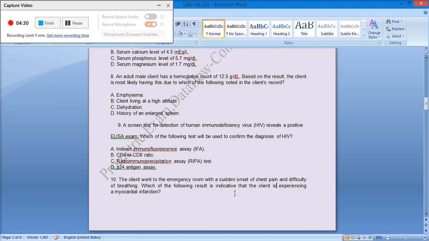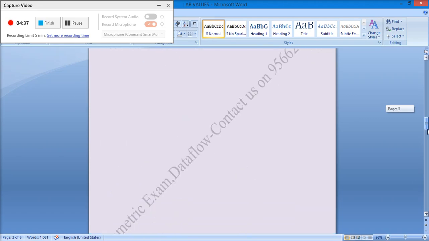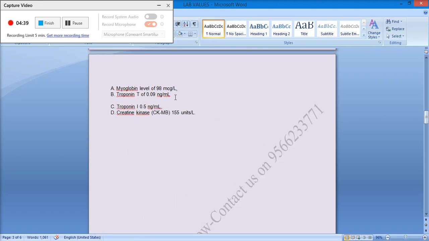The client went to the emergency room with a sudden onset of chest pain and difficulty of breathing. Which of the following results is indicative that the client is experiencing myocardial infarction? A. Myoglobin level of 98. B. Troponin T of 0.09. C. Troponin I of 0.5. D. Creatinine kinase 155 units. The correct answer is A. Myoglobin level of 98 microgram per liter.